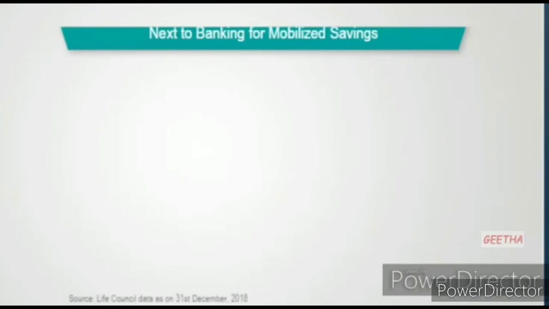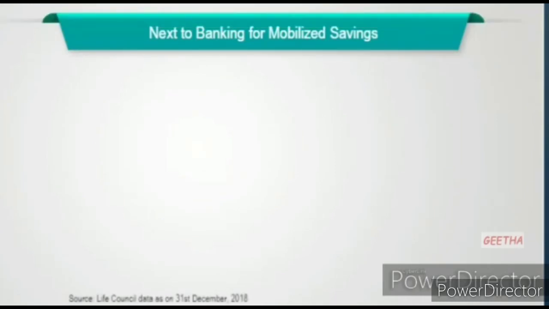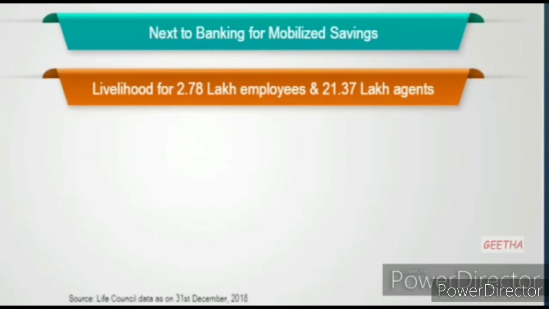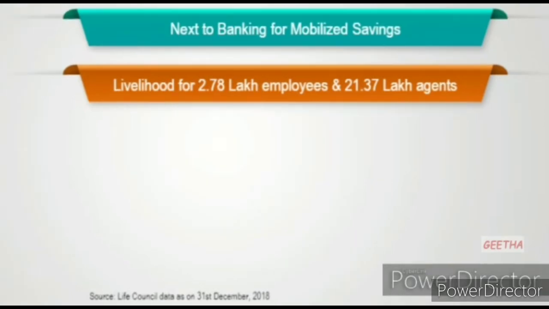Life insurance industry holds second place, next to banking, in mobilized savings in India. Life insurance companies contribute significantly to the development of economy by providing direct employment to 2.78 lakh people. Besides this, another 21.37 lakh people are associated as agents.